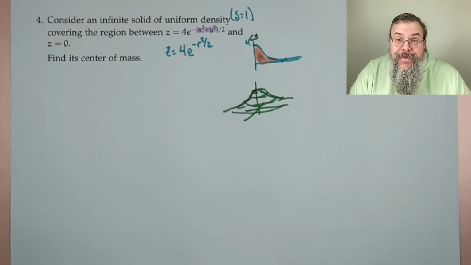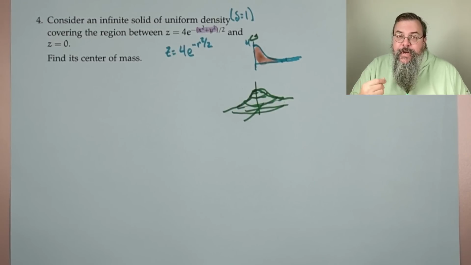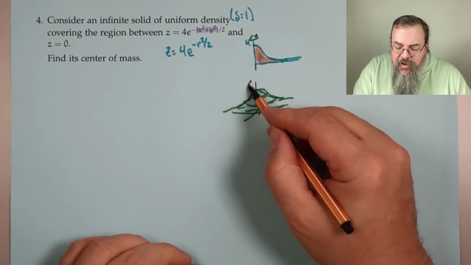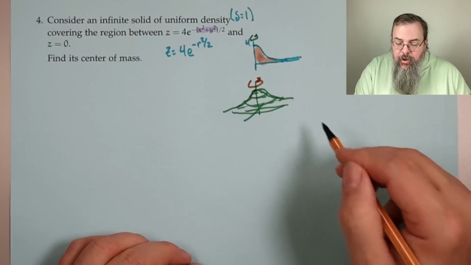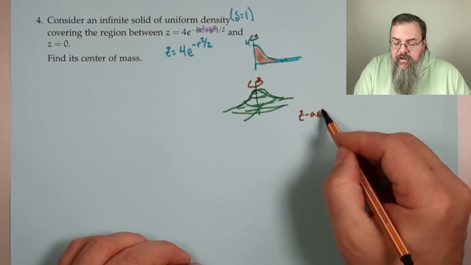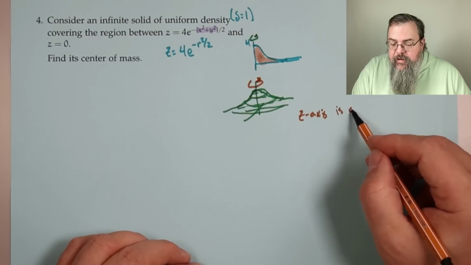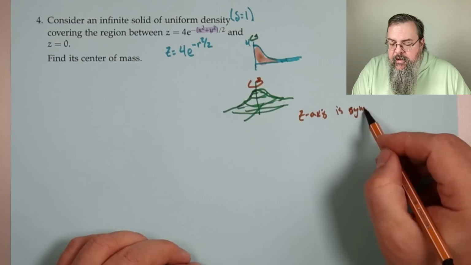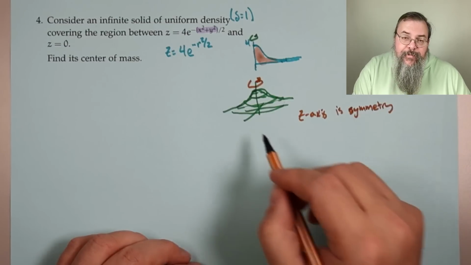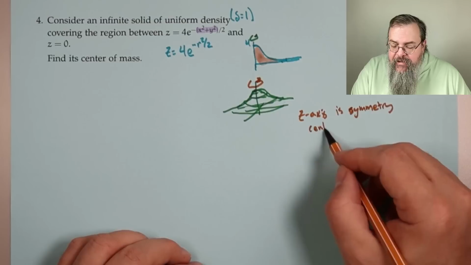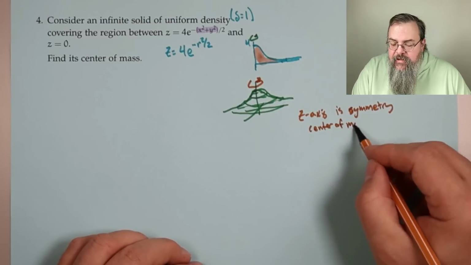Does this have any symmetry? Now, why do we care? Well, that can help us when we're talking about center of mass. If we think about what's going on, we can spin it around the z-axis. So the z-axis has a symmetry. And that's a terrible sentence. I should say symmetrical about the z-axis. Well, what does that tell us? It really tells us the center of mass is on the z-axis.